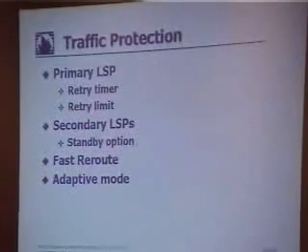So if you remember the picture we've been using for our lab, and the green LSP that goes across the north, if one of its links should fail, once router A realizes that, it will just try and find another path for that LSP through the network.